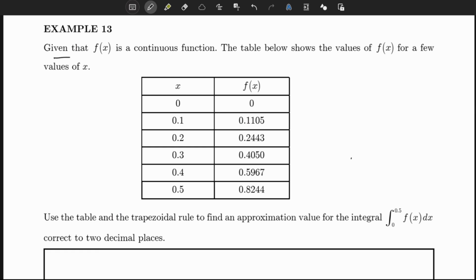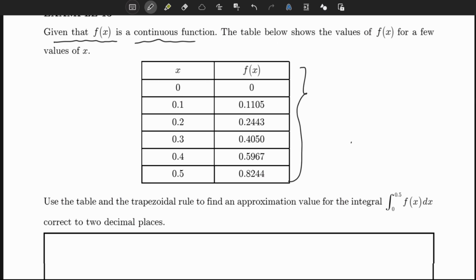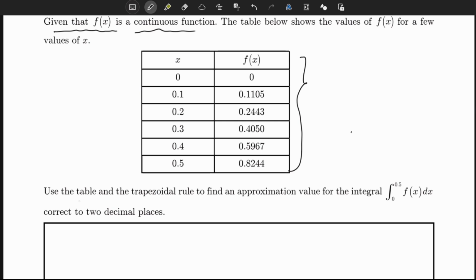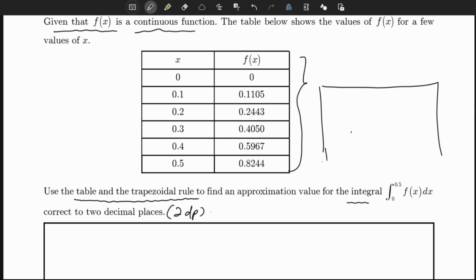Example 13. Given that f(x) is a continuous function, you are given the values already, as if you were using the calculator. So you need to use the values given and the trapezoidal rule to approximate the value of the integral correct to 2 decimal places. So either you plot the table again or retabulate. We use the table like this, as we used earlier, so it is easier for us to see which is which.